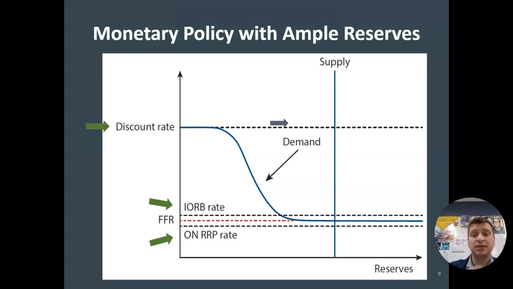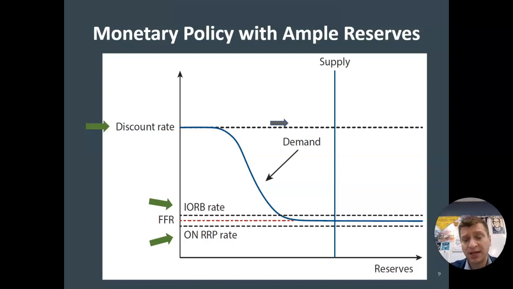The axes are going to stay the same as the money market. I know they're not necessarily labeled that here, but it'll be interest rate on the Y, quantity of money or reserves on the X. Now, one thing you'll notice is that the supply curve is on the right-hand side of this graph. For ample reserves, that's where the supply curve should always be.